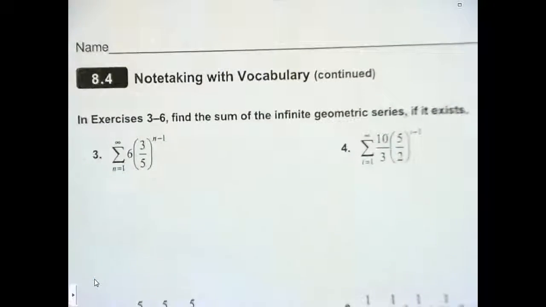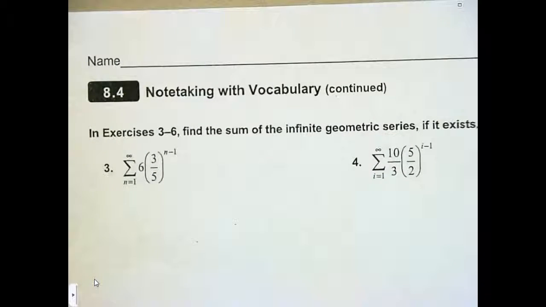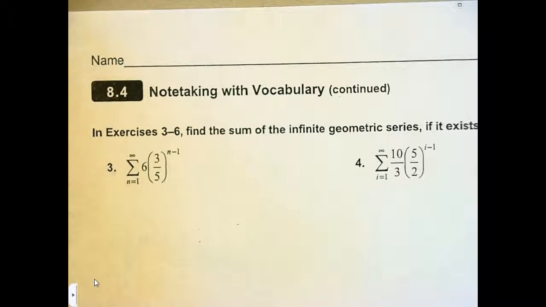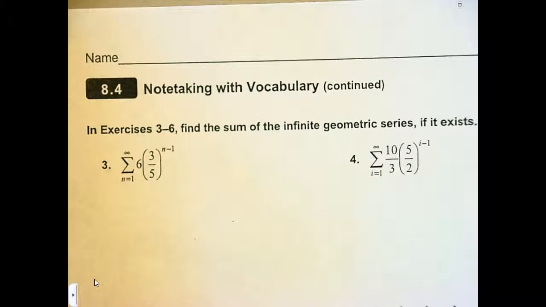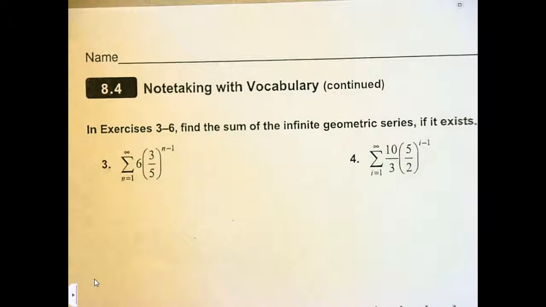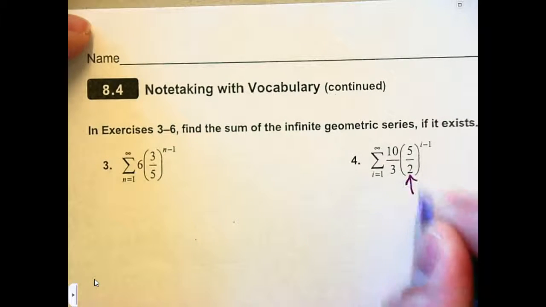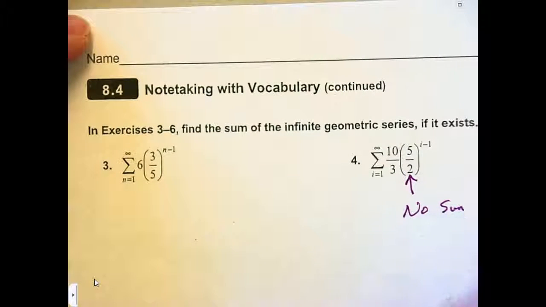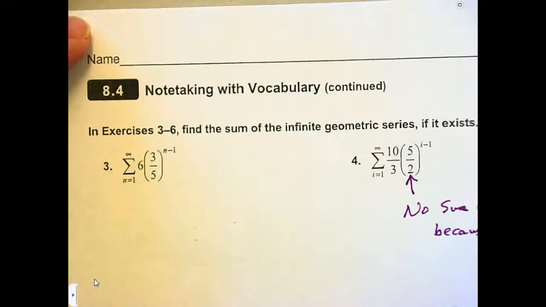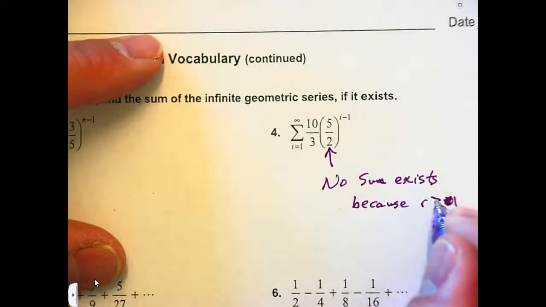Now, my guess is we're not done with all of them, but we should be done with 3, I hope. Okay. Does a sum exist for number 3? Yeah. How come? Okay. Does the sum exist for number 4? No. How come? Because r is greater than 1. Good. No sum exists. Okay, no sum exists because r is greater than 1.